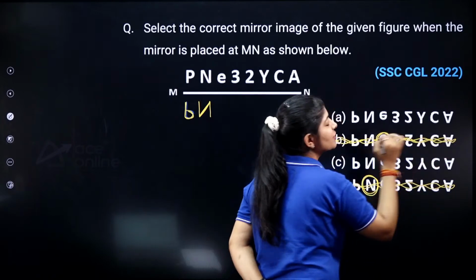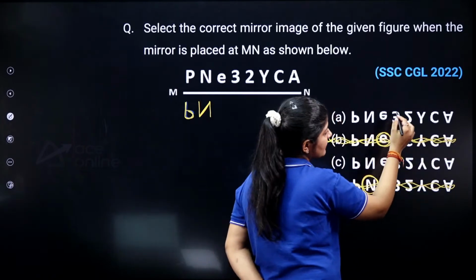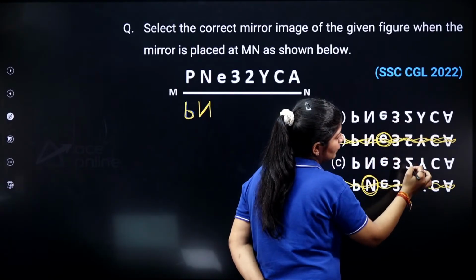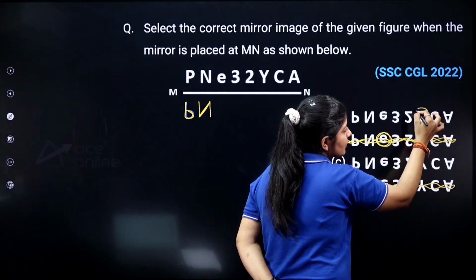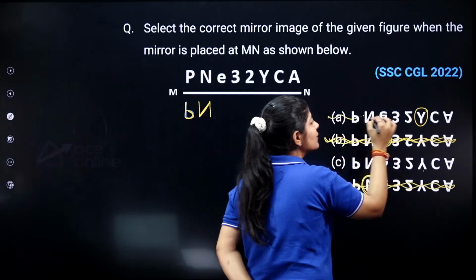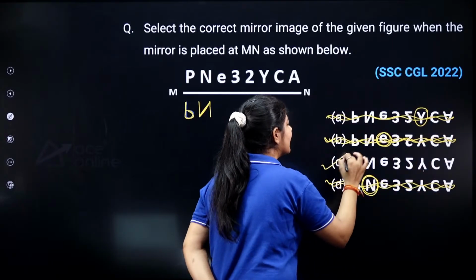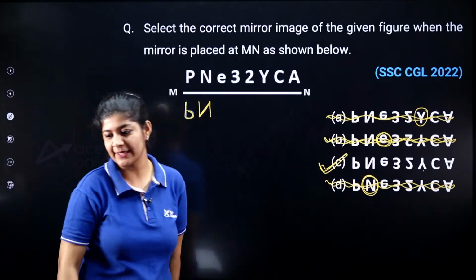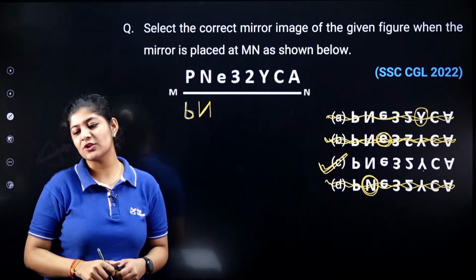Now we are left with just two options. Check the rest things. Here 3, 3, 2, 2, y, y. Okay. So this y is not the mirror image, but this y is the mirror image. So this option is also eliminated and the correct answer over here is your option number C. The correct answer over here is option number C.